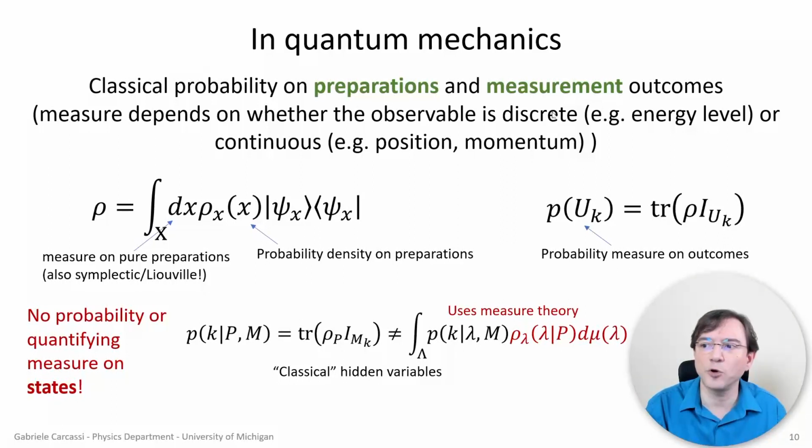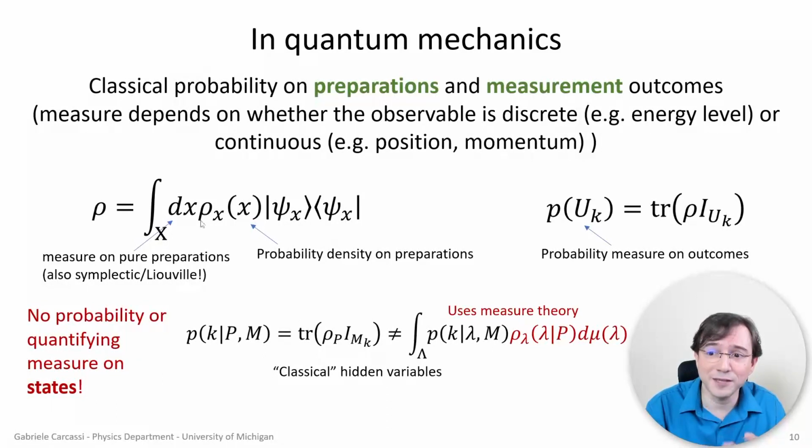If the observable is discrete, for example discrete energy levels of a harmonic oscillator or an isolated atom, then the measure is discrete. And if the observable is continuous, like position and momentum, then the measure is the Lebesgue measure.